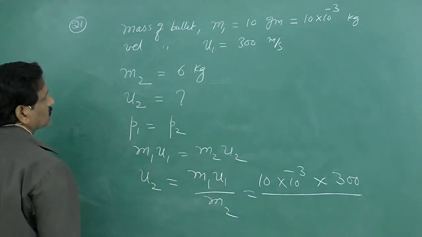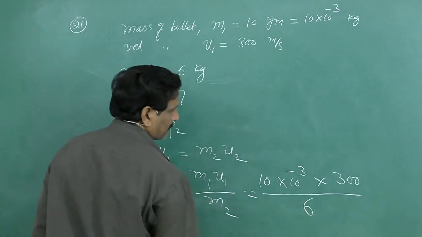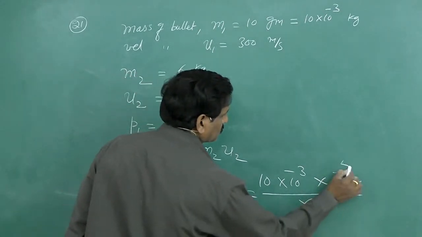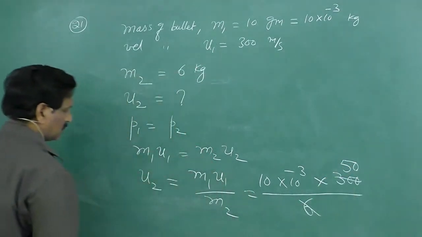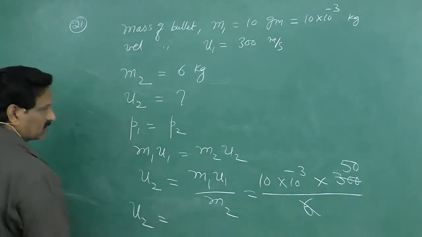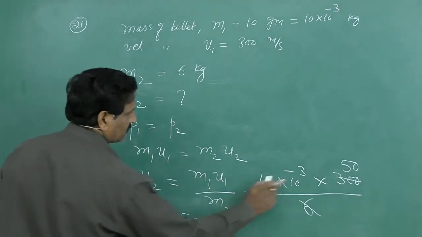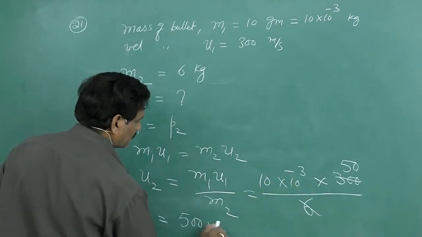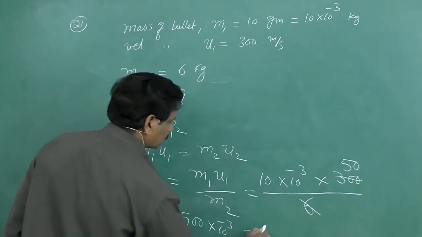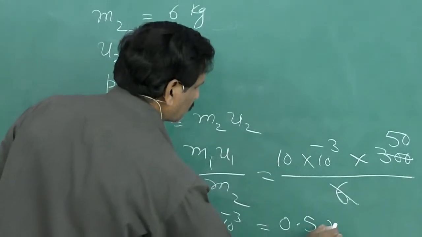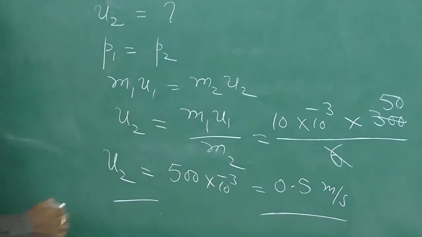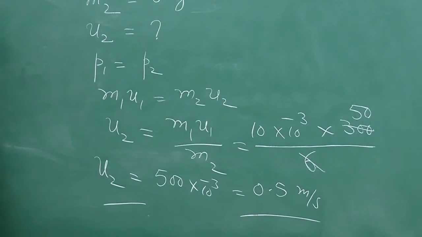divided by mass of the gun, 6. So U2, that is the recoil velocity of the gun, is 500, 10 into 50, 500 into 10 power minus 3. So this is 0.5 meter per second. So this is the recoil velocity of the gun.